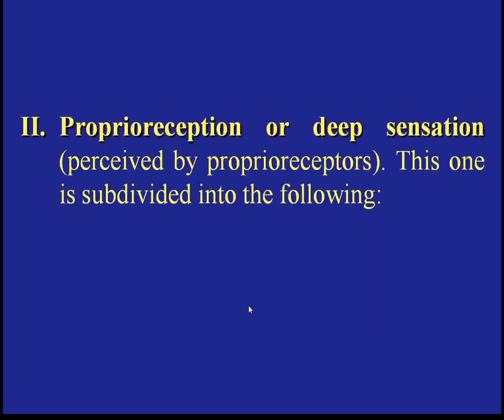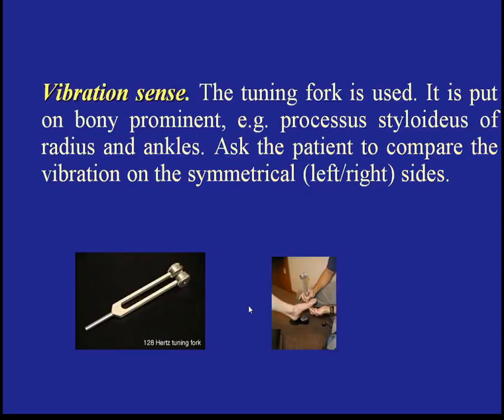The second big group of modalities, this is proprioception or deep sensation, perceived by proprioceptors. This one is subdivided into the following. Vibration sense. The tuning fork is used. It's put on a bony prominence, for example, processus styloideus of radius or ankles. Ask the patient to compare the vibration on the symmetrical left-right sides, like in the picture.